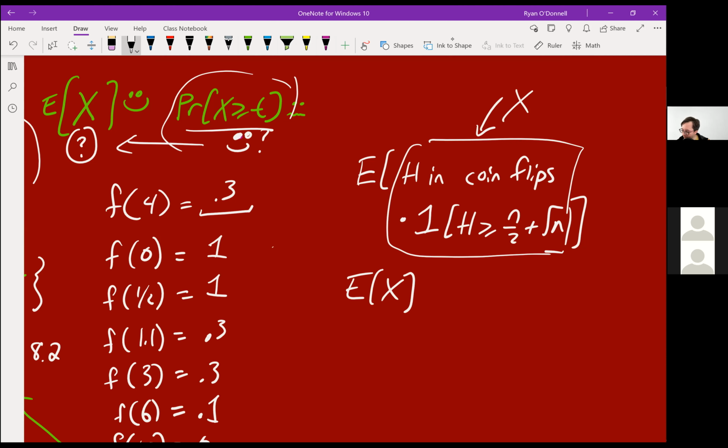But the probability that x is greater than or equal to t, you have some decent information about, because if t is less than n over 2 plus root n, then this probability is 0. Well, maybe we should put greater than here.